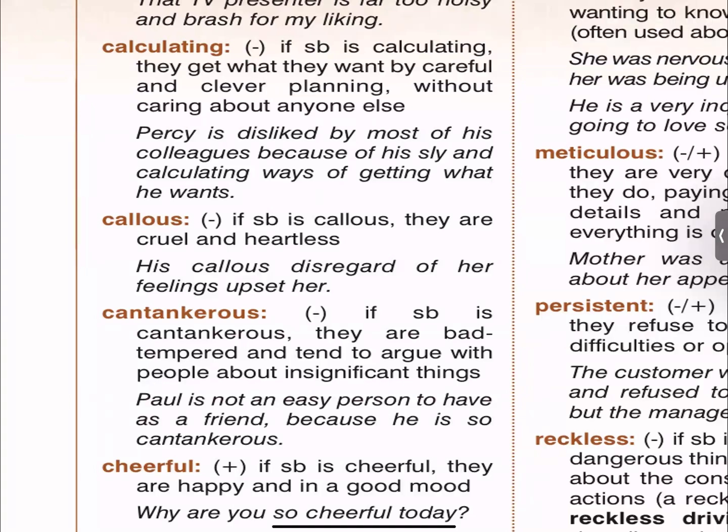Negative. Definitely negative. Okay. So calculating, if somebody is calculating, they get what they want by careful and clever planning. احنا بنحب الناس اللي زي كده مش دايما, but they are smart at the end of the day. They plan ahead and they get to what they want by planning. بنقول عليهم خبثة بالمصري بس قشطة. تمام. Pressy is disliked by most of his colleagues because of his sly and calculating ways of getting what he wants. الله, يبقى الواد ده بيقعد ايه يوقع ده في ده ويعمل ده في ده عشان يبقى هو ايه مثلا on the top of the class.